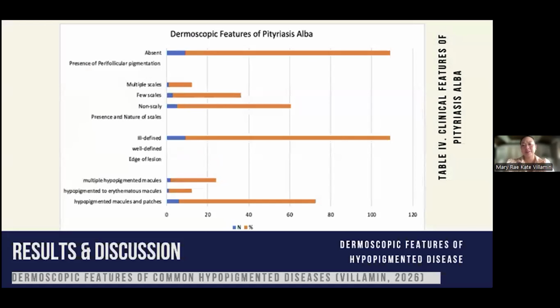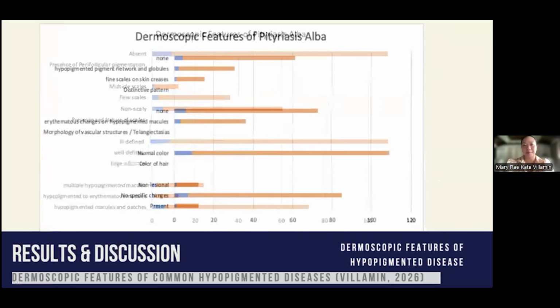Among patients with pityriasis alba, hypopigmented macules and patches were the most common presentation of lesions, which was noted in 66.68% of cases. Smaller percentages have hypopigmented to erythematous macules at 11.11% and hypopigmented globules at 22.22%. All patients with pityriasis alba exhibited ill-defined edges or borders of the lesions, have normal hair color, and lack perifollicular pigmentation.